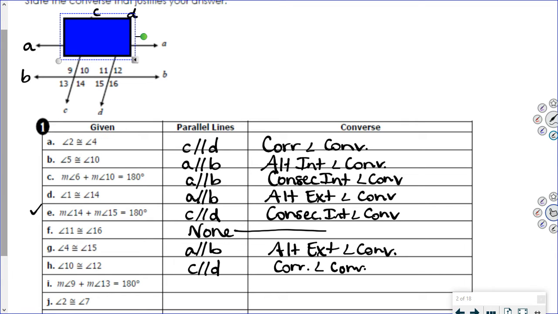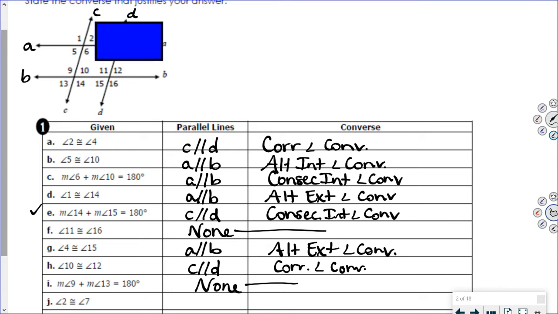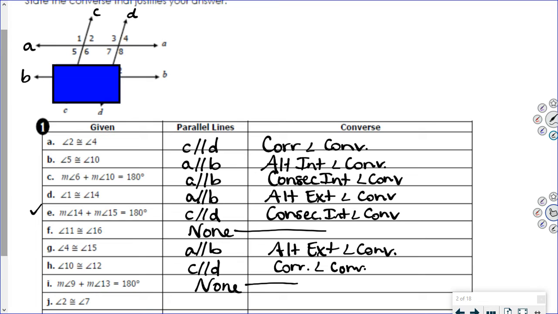9 and 13, if we look at 9 and 13, those are a linear pair. Linear pairs do not prove that lines are parallel, so we could say that that is a none situation. If we look at 2 and 7, those are alternate interior angles.